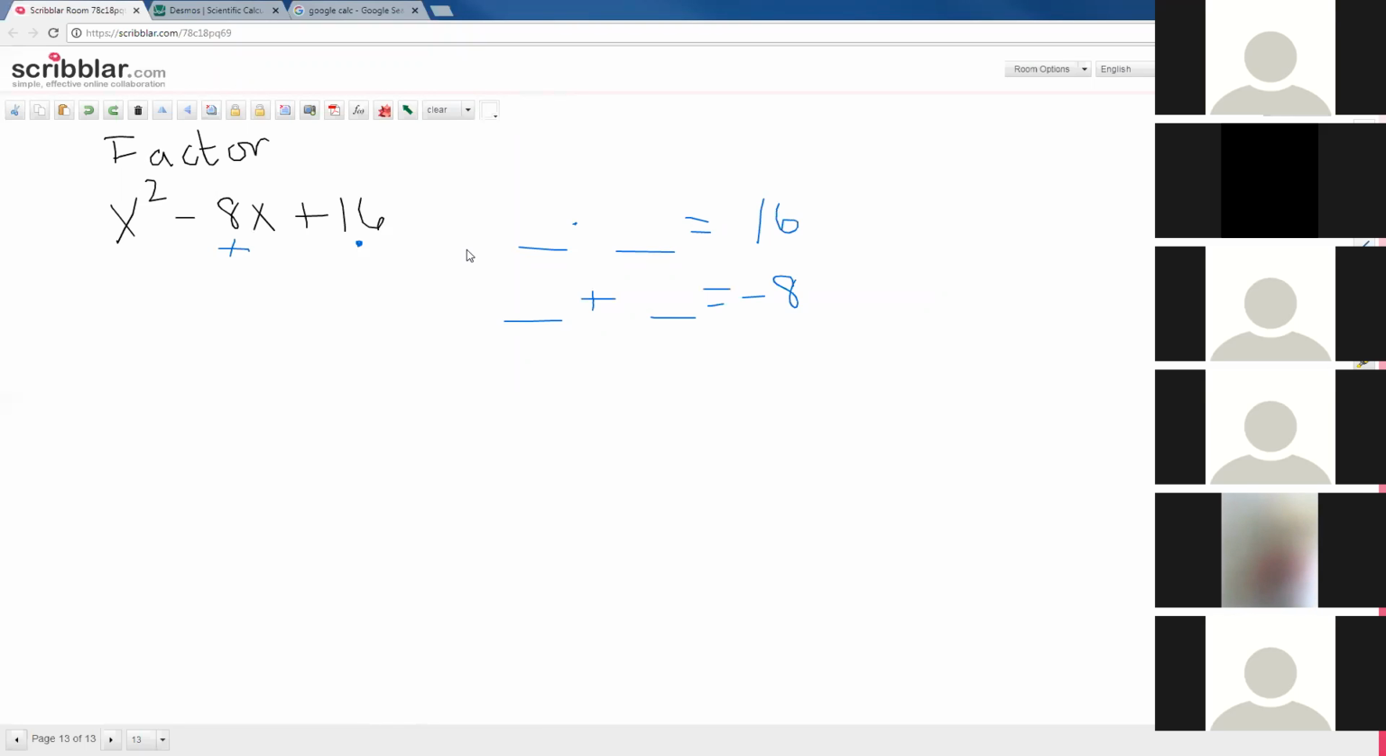Or we can start with just the multiplication. What's any two numbers that multiply to be 16?